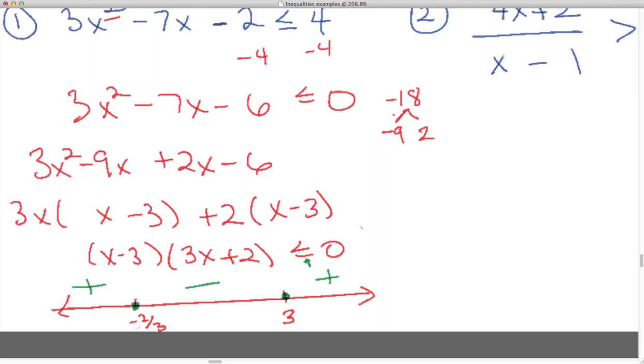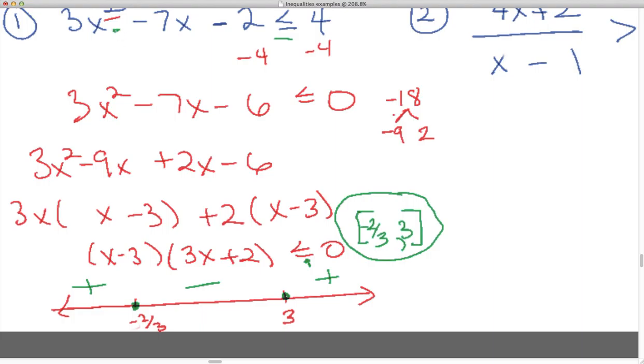So your final answer here would be negative 2/3, bracket 3, bracket. Okay? Sign analysis. Why? Power of x is greater than 1, and we have an inequality.